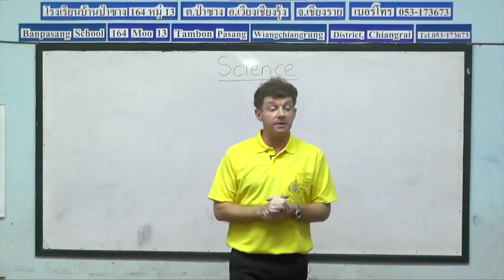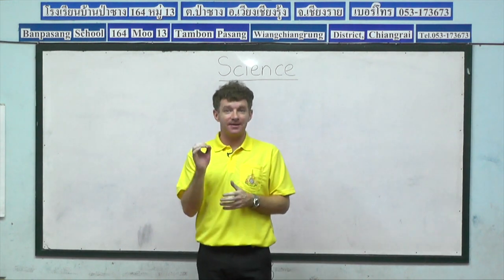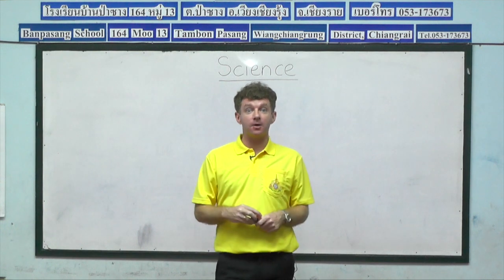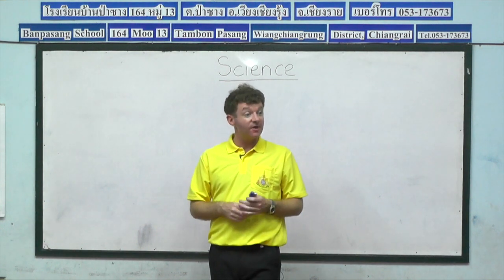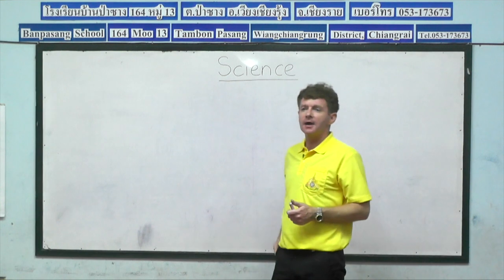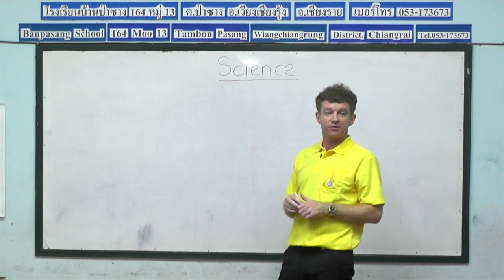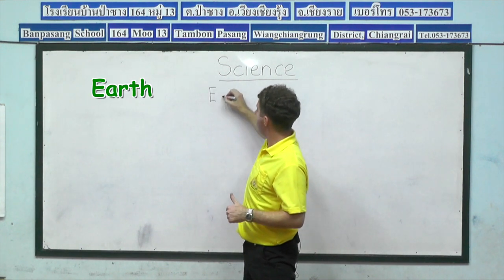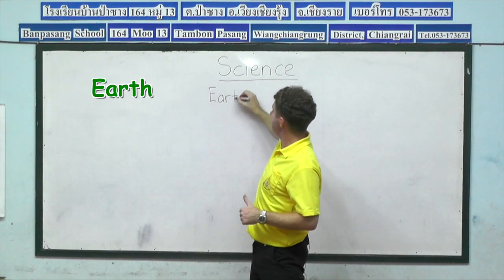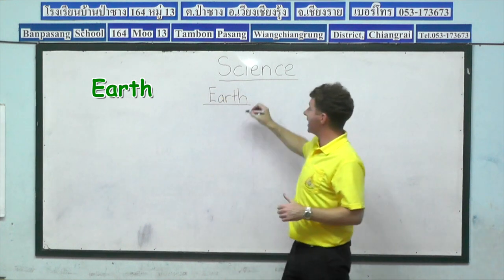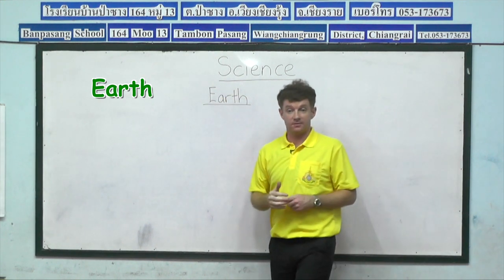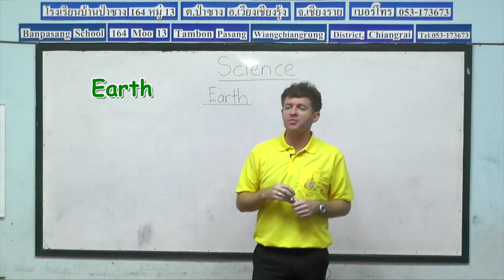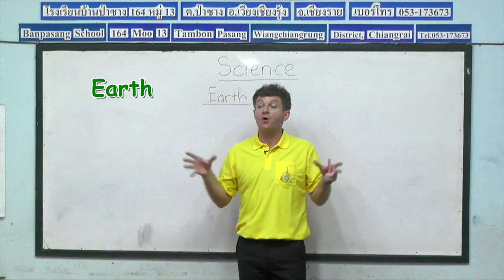So who can tell me what we were learning about in science class in the last lesson? Excellent. The planet that we're living on. And what's the name of our planet? Earth. Excellent, guys. How do we spell Earth? E-A-R-T-H. Excellent, guys. All together, Earth. And who can give me some facts about Earth?